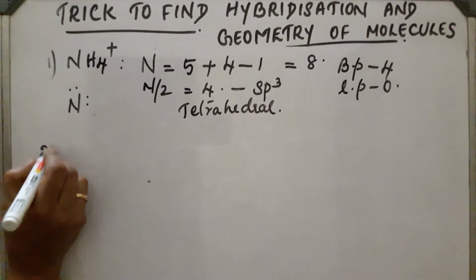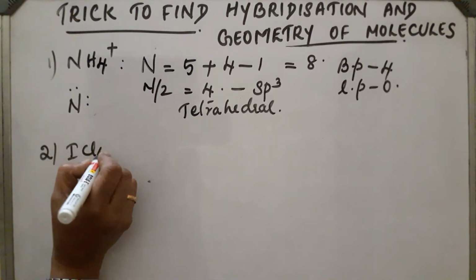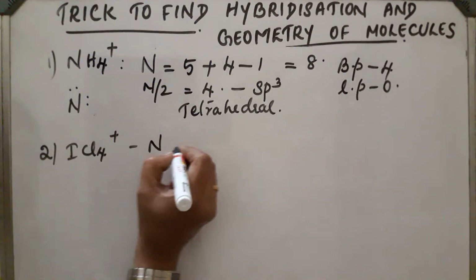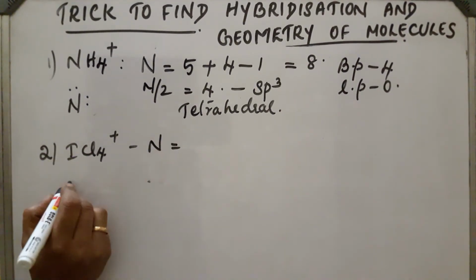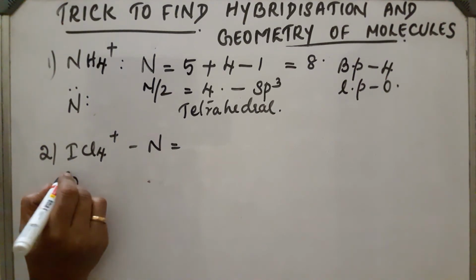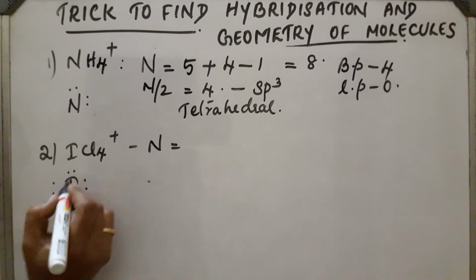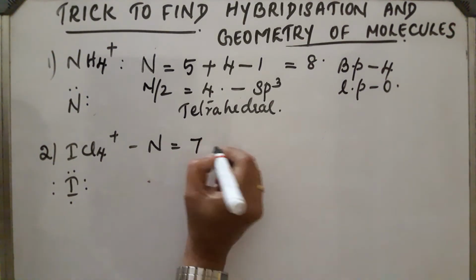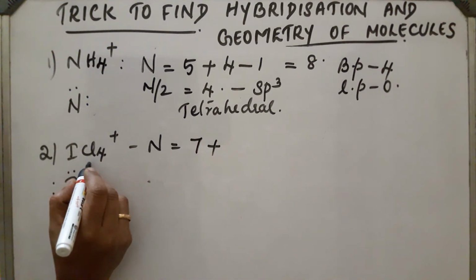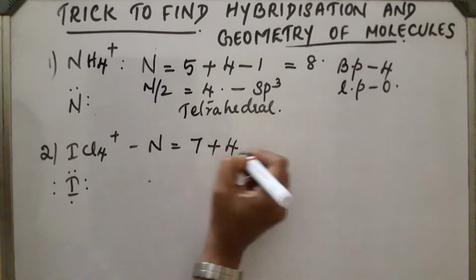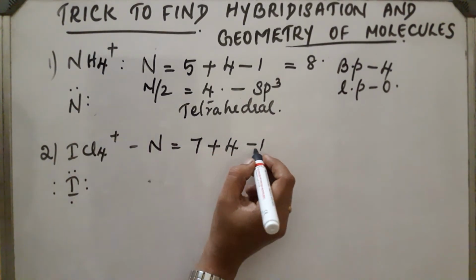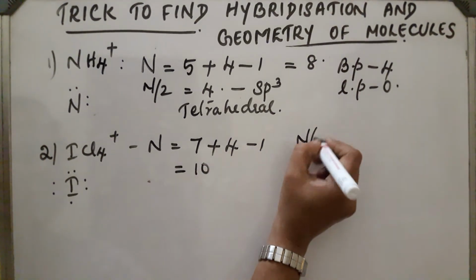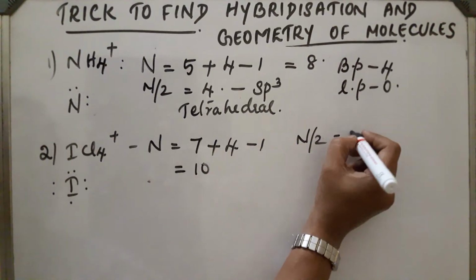Next, second example, ICl4 plus. Okay. First we have to find the N value. N is equal to, I is the central atom. It contains 7 valence electrons. Okay, 7 valence electrons. 7 plus 4 monovalent surrounding atoms, 4, minus 1 because of plus charge. So this is equal to 10. So N by 2 is equal to 5.